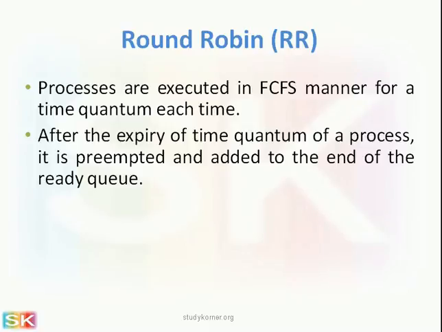So after the expiry of its time quantum, a process is preempted and added to the end of the ready queue. When P1 has executed for 2 units of time, it will be preempted by process P2, and P1 will be submitted to the end of your ready queue. At the end, P3 was there, so P1 will be added after process P3, right? Is it okay?